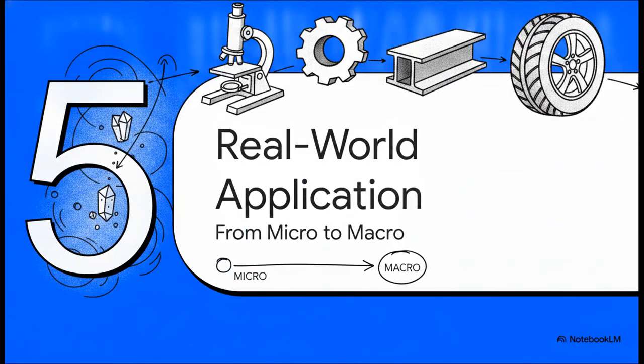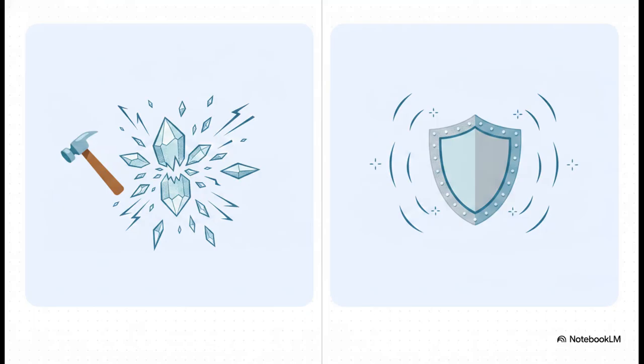All right, let's bring it all together in section 5, real-world application, from micro to macro. All these microscopic granules are super fascinating, but how does this actually translate into the real world of engineering? Well, when you compare our starting material to our end product, the difference in physical properties is literally night and day. Untempered martensite is intensely hard, for sure, but it's way too brittle. If you hit it, it shatters. It has zero give.